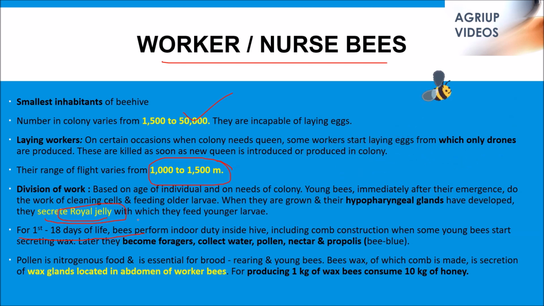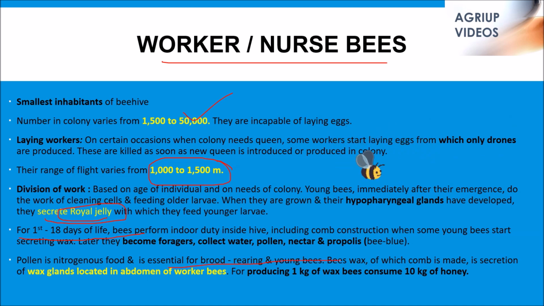But some time later, they become foragers. They collect water, pollen, nectar, propolis, everything outside, and bring it to the colony. Now, pollen is a nitrogenous substance, as already taken up earlier. It is essential. Why? For brood rearing and for the young bees.